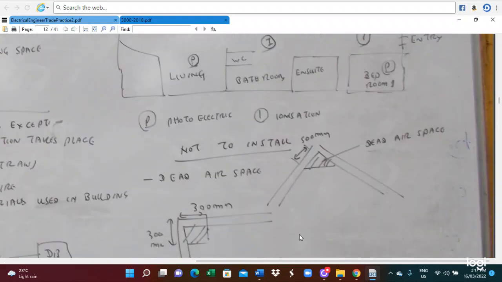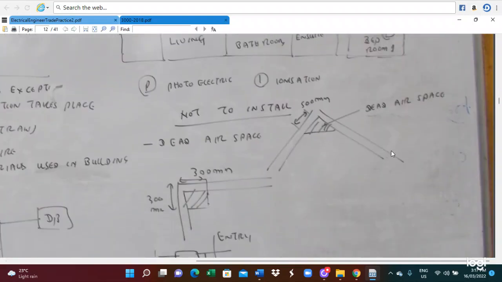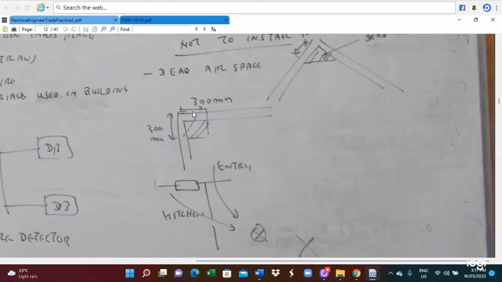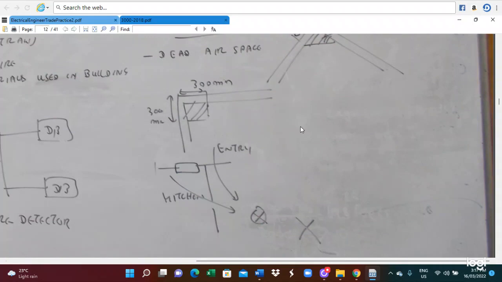When you are installing the smoke detector, it should not be installed at the junction of the wall and roof, because from here to 50 millimeters the air is not circulating. This is the dead air space. You cannot install a smoke detector within a dead air space because it cannot sense. Similarly, at the corner, within the 300 millimeter range, we cannot install a smoke detector.